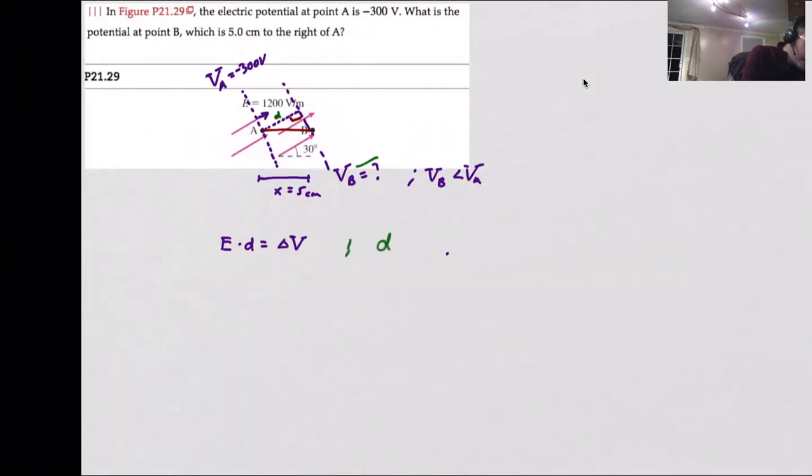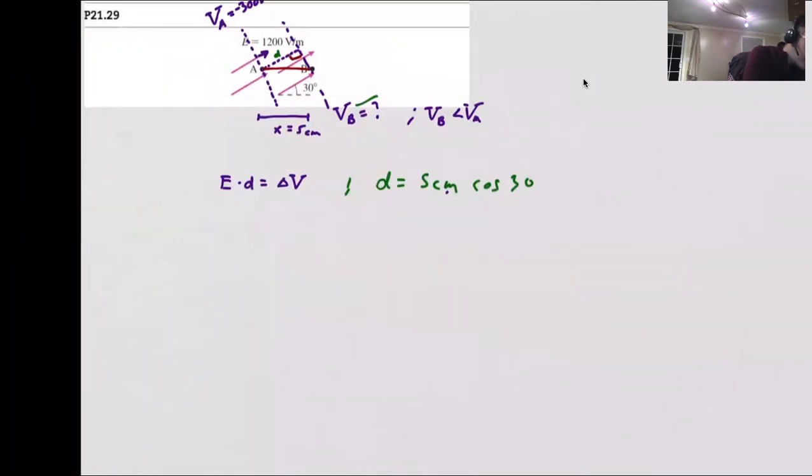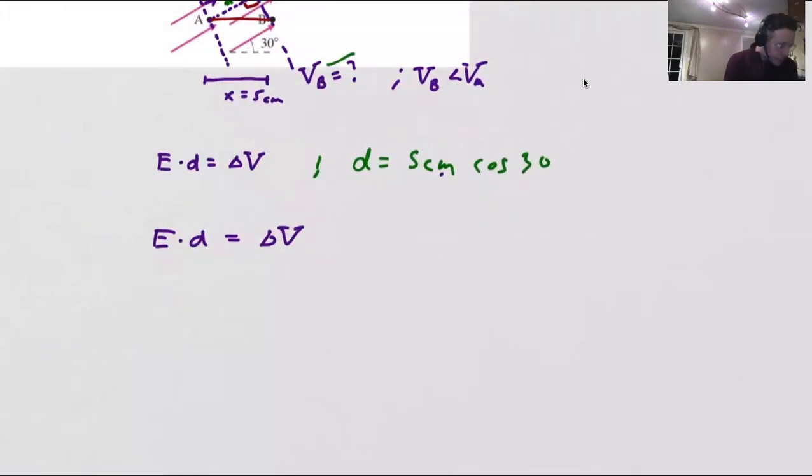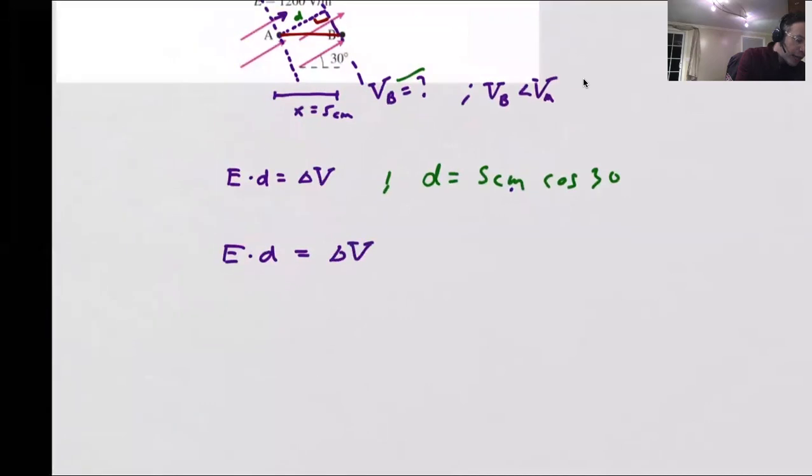So d here is going to be adjacent to that angle 30, so this is going to be our 5 centimeters times the cosine of 30. And then we are good to go, because E times that d is going to be equal to the change in potential, right? We started at point A and then we end up at point B. So this is E times X cosine 30, because X was given as 5 centimeters, is equal to the potential at A minus the potential at B.